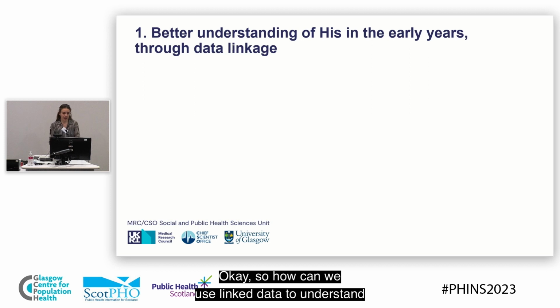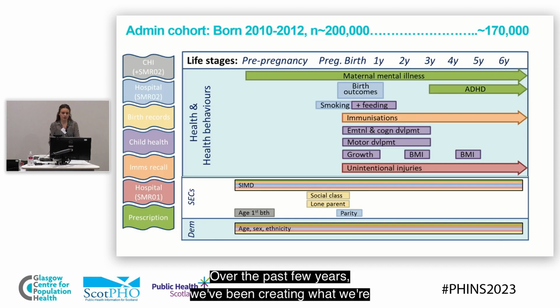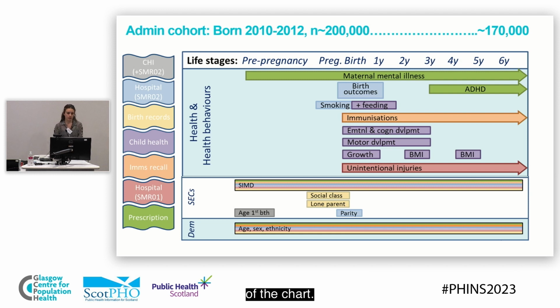Okay, so how can we use linked data to understand inequalities better? Over the past few years, we've been creating what we're calling an administrative cohort. So we've taken all children born in Scotland in 2010 to 2012 and linked various health records. So they're shown down the left-hand side of the chart. So prescribing data, hospital records, child health checks, and so forth.